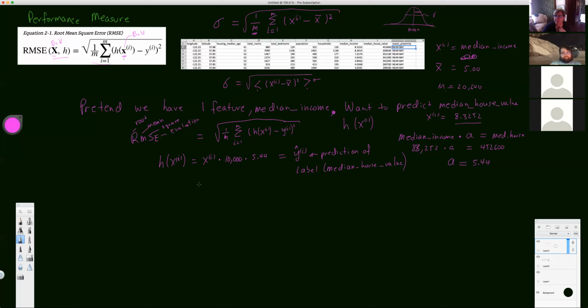Tell me what happens for your next data point. Use this little formula for the next data point, this guy. Tell me what your prediction is. What is y hat of 2?